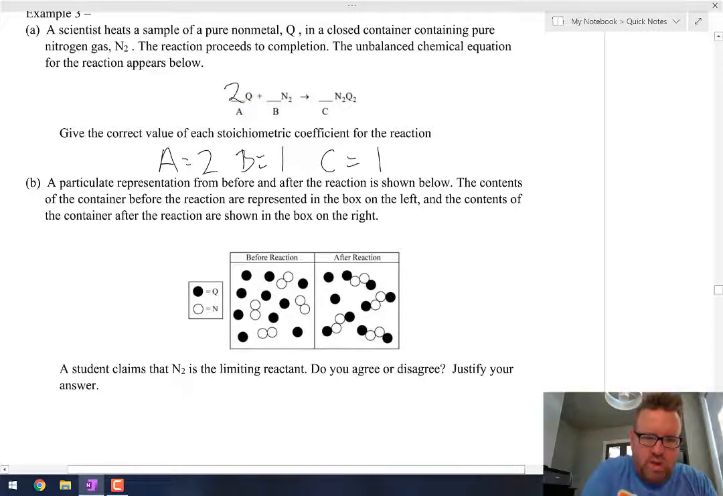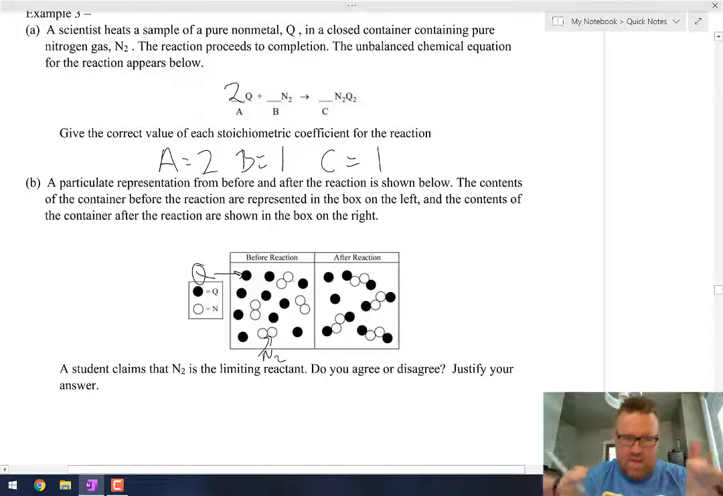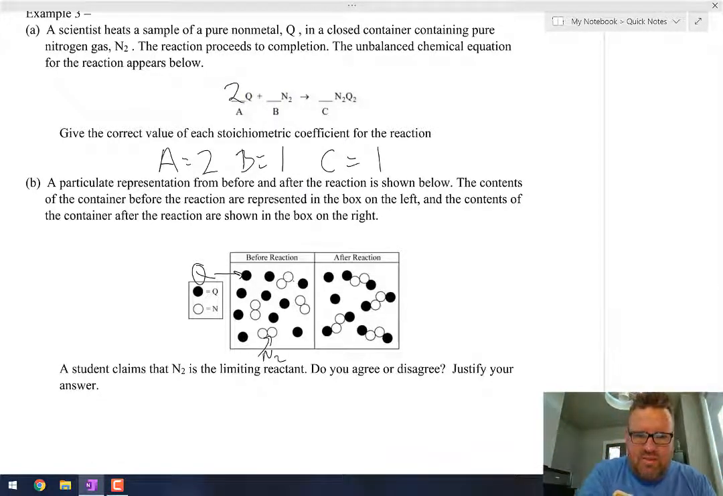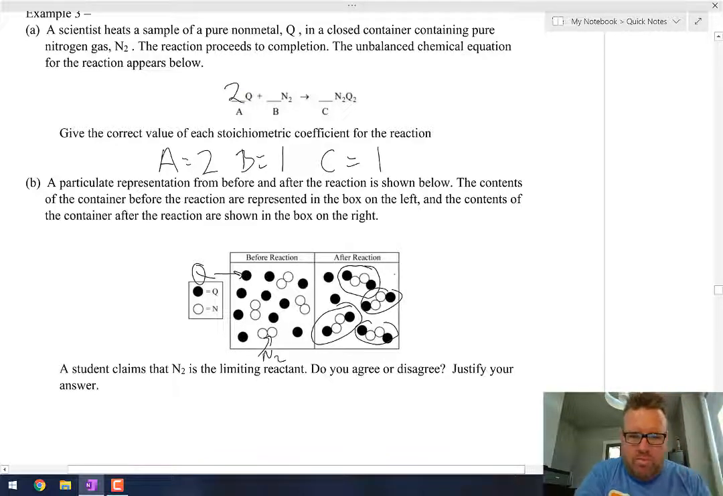So Q clearly is the black sphere that's filled in here. So that's Q. And then of course nitrogen is a diatomic molecule, so those are our N2s. This is a good way to help you understand limiting and excess reactants. We can see that after the reaction is done, here's our N2Q2s. It looks like we've made 4 of them. It doesn't matter how many of them there are. What's important is to notice what's left over.